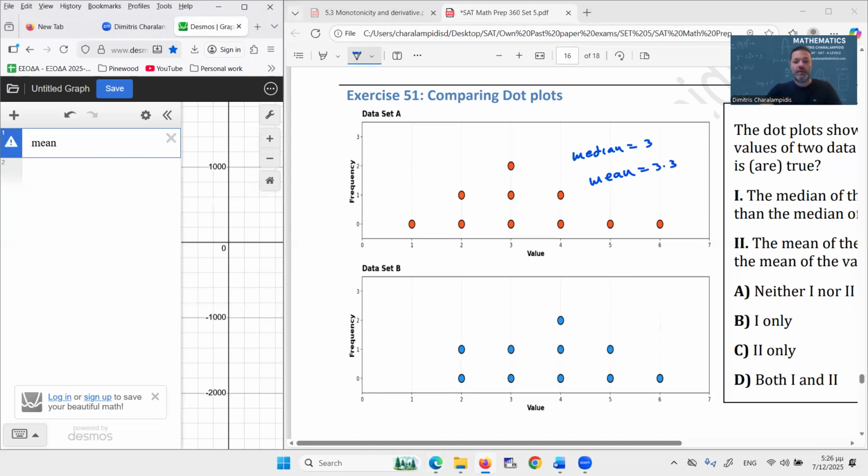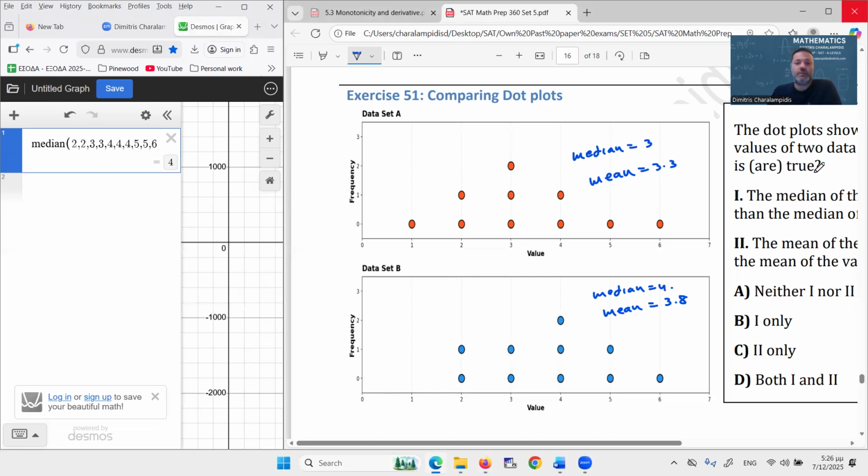Let's start with mean this time. We have two 2's, two 3's, three 4's, one 5, two 5's, and one 6. So the mean here is 3.8. And by simply changing the prompt from mean to median, I get that the median is 4.